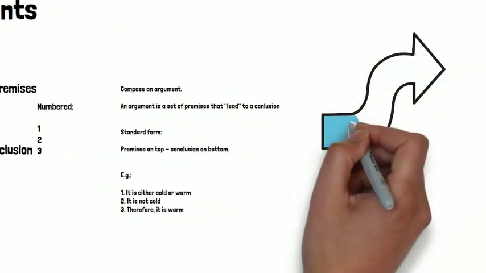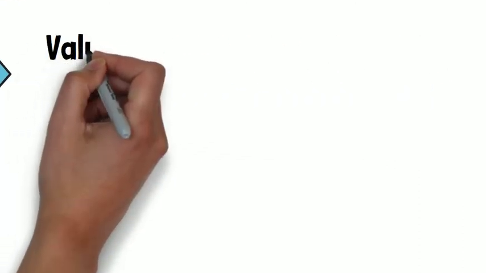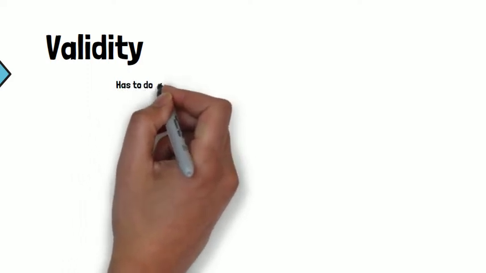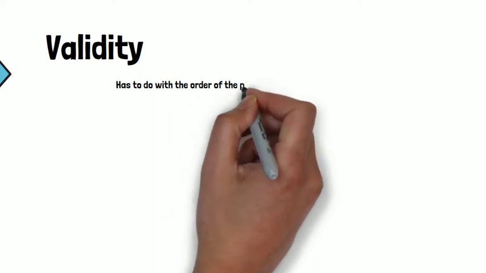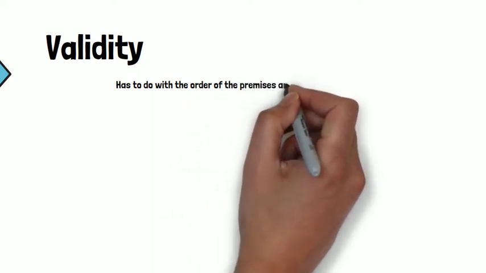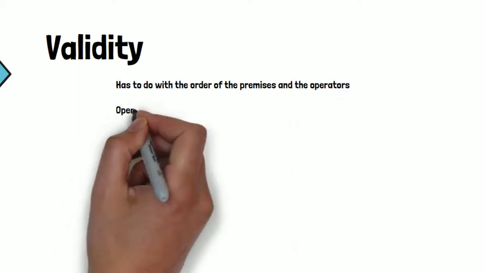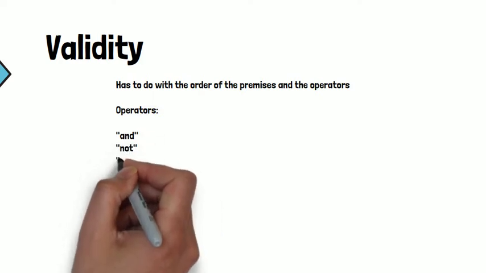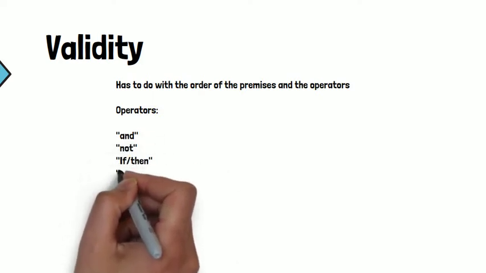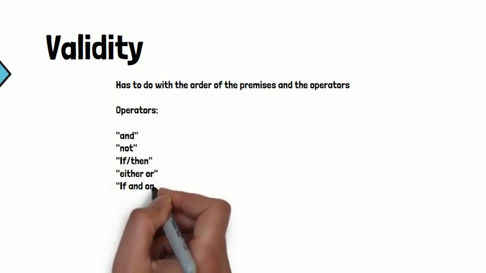So you want the premises to lead to the conclusion, and one great way to do that is by understanding the concept of validity. Validity doesn't have to do with the truth necessarily of the argument; it has to do with the structure of the argument. So it has to do with the words on the page and their relationship to something called operators. The operators in a sentence are terms such as the words and, not, if, or then, either or, if and only if.